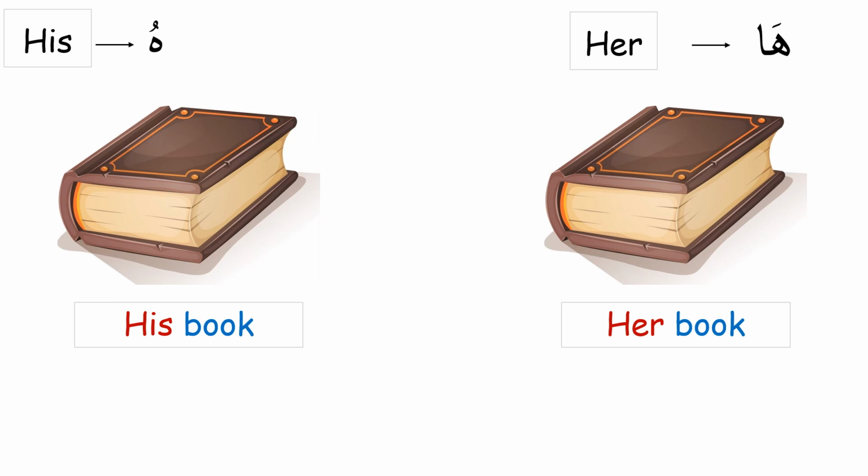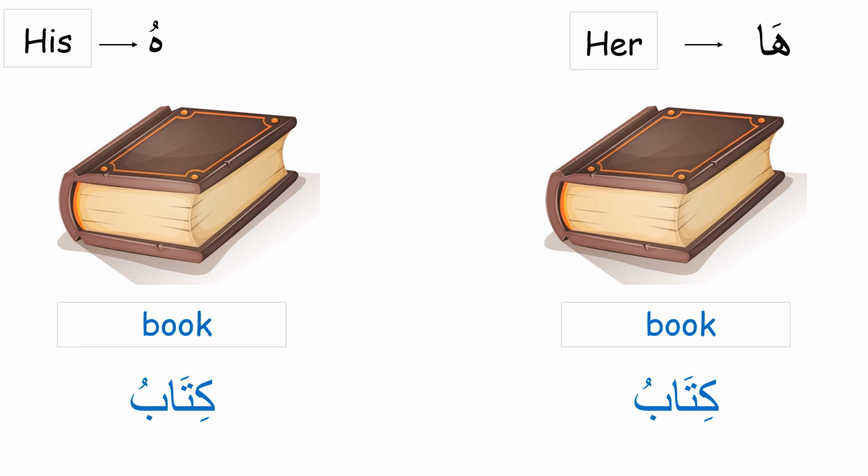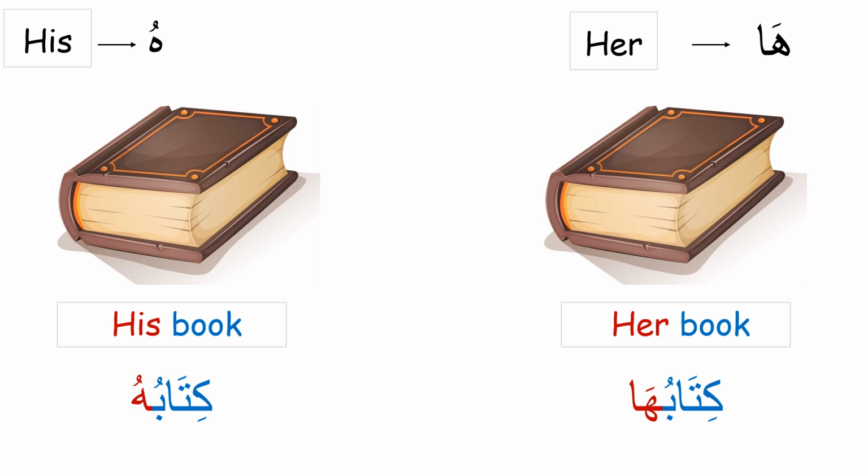Next, last but not least, we have the third person. Again, same logic, kitabun becomes kitabu and then add the suffixes. For him it would be kitabuhu and for her it would be kitabuha. One more time, kitabuhu, kitabuha. As simple as it gets.